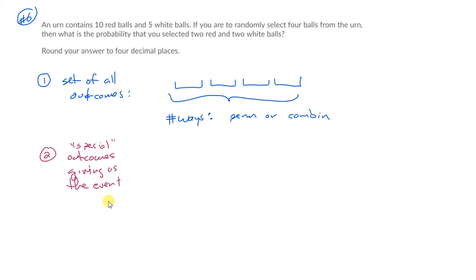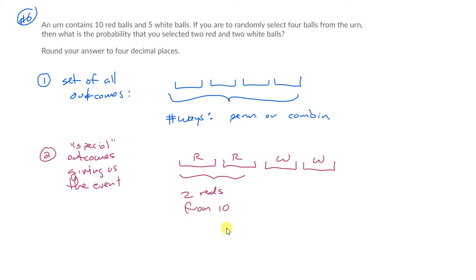In the last case, we were matching the lottery's numbers. In this case, the special outcomes giving us the event are going to look like this. We've got to pick 2 red balls and 2 white balls. It doesn't really matter what sequence, but 2 of them have to be red and 2 of them have to be white. So how many ways can I pick 2 reds from how many reds are available? From 10 in my case. So I need to pick 2 reds from 10.